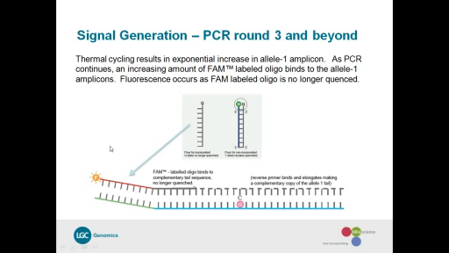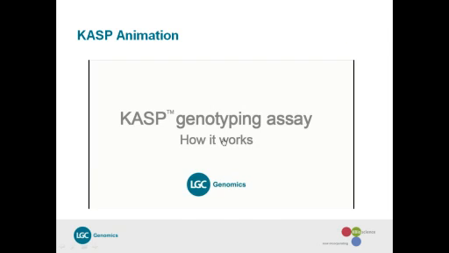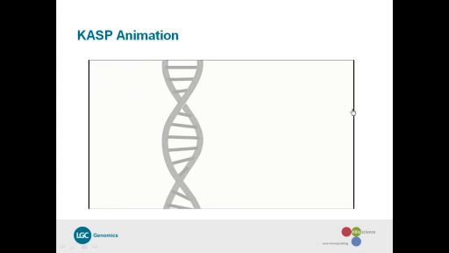And if it's heterozygous, obviously it will be a 50-50 mix of the FAM and HEX. If it's homozygous, it'll be all of one or the other. So that's just a basic overview of the KASP genotyping assay. I do have an animation here, and hopefully it works, and I'll just quickly talk you through it. It's basically what I just said, but it shows it in illustrative form.